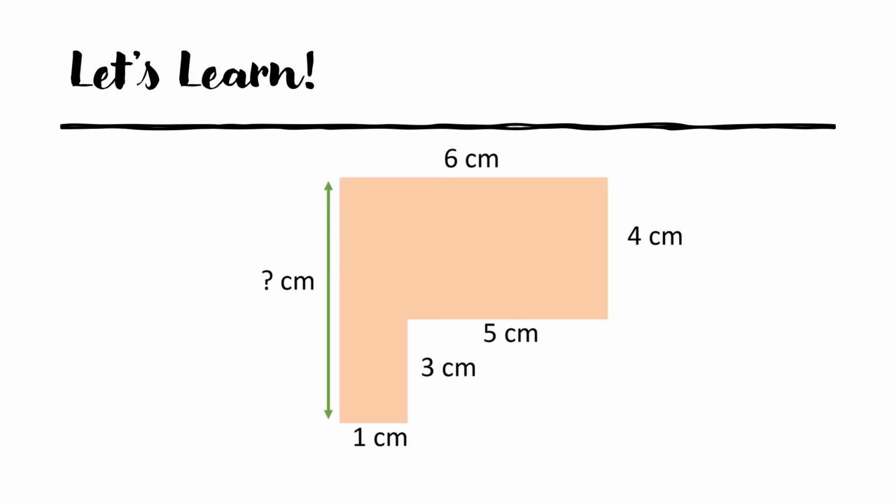Okay, let's have a look at this compound shape. If you've not heard of the term compound shape before, a compound shape is a shape which is made up of two or more basic shapes. So here I have got two rectangles together, which has formed an L sort of shape. However, I have got a problem. I don't know the length of my green side.